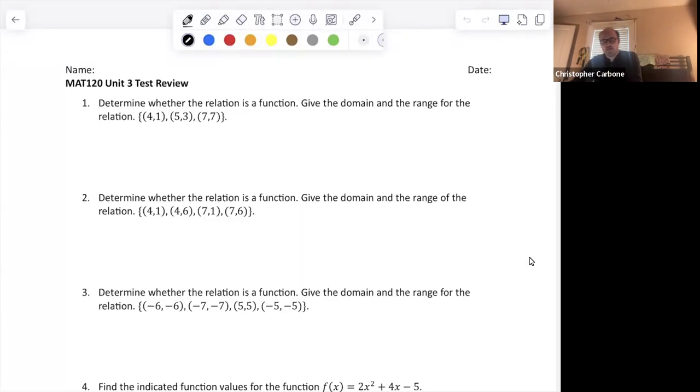Hello, class. I have the Unit 3 test review here that we're going to go over. The first one wants us to determine if this relation is a function, and give its domain and range. So for (4, 1), (5, 3), (7, 7), this is a function.